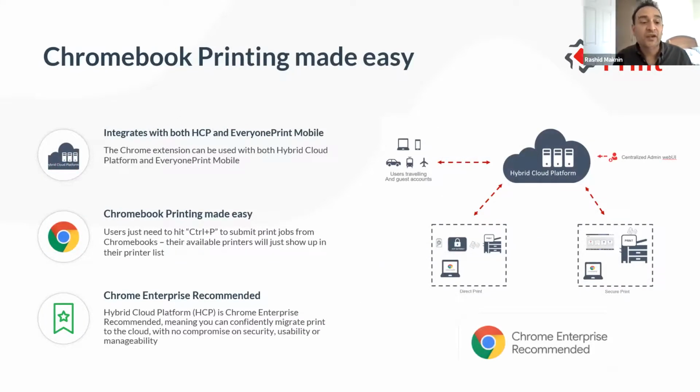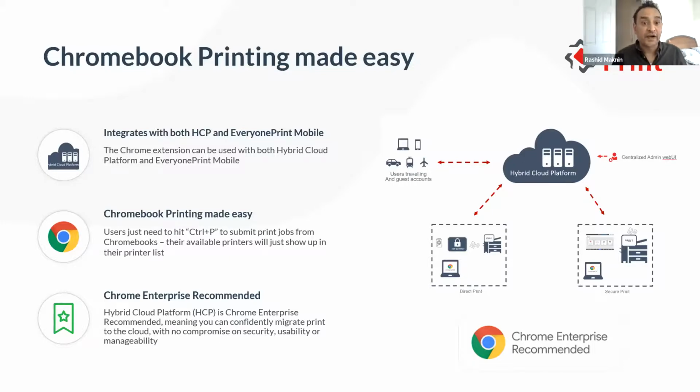This extension integrates both with our legacy Everyone Print mobile application and with HCP, so the same extension can be configured for use with either. And for the end user, it's very, very simple. They just hit Control P and any available printers in HCP will be available for them to submit jobs to. This can work for both direct print or secure print, so the user can either have the job output directly from the device or be held securely until they go and authenticate at an MFP or printer and release the job.